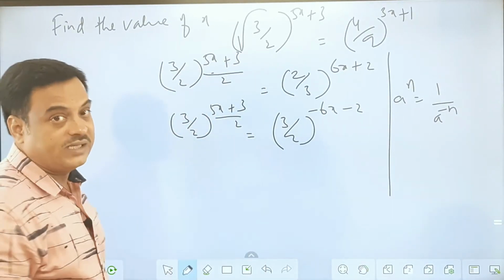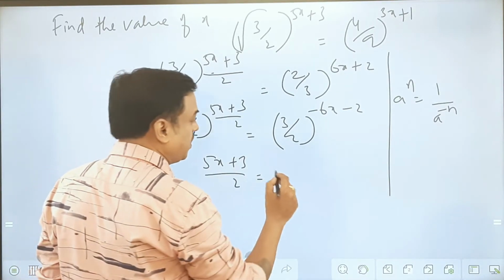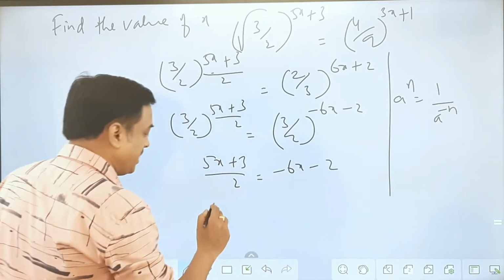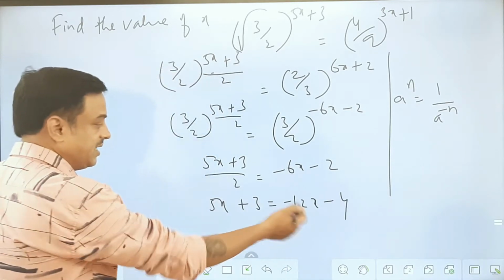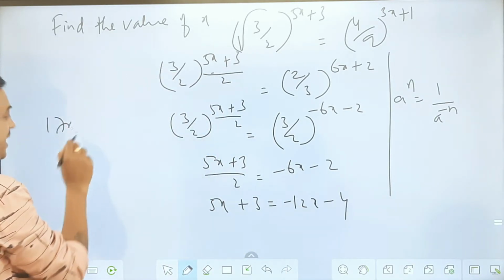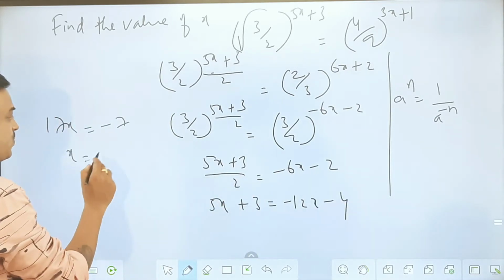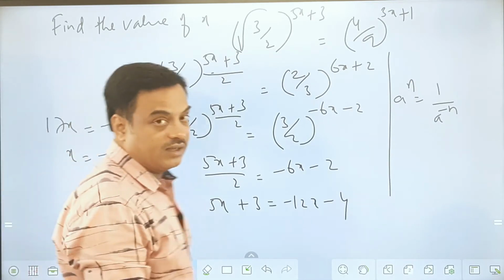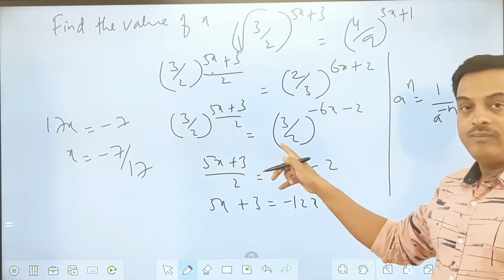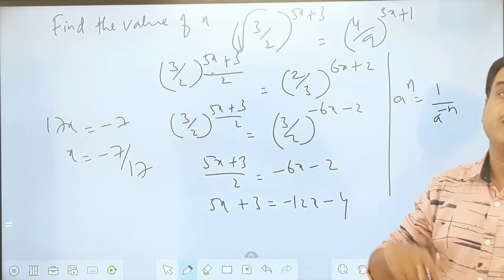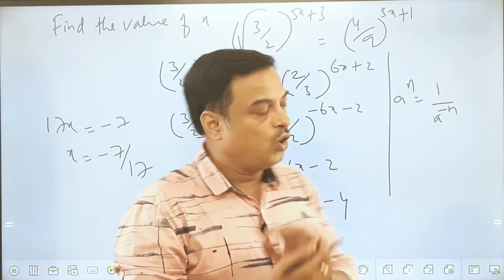Fair? Now you see both the bases are equal. I can say 5x plus 3 by 2 must be equal to minus 6x minus 2, and 5x plus 3 will be equal to minus 12x minus 4. Sending this 12x to the other side it will be 17x, and 3 to the other side, it will be equal to minus 7, and ultimately the x value will be minus 7 by 17. So solving for x, we use these rules: if bases are equal, I can compare the powers; if powers are equal, I can compare the bases. Those rules will be applicable mostly for solving for x. Hope this is clear.